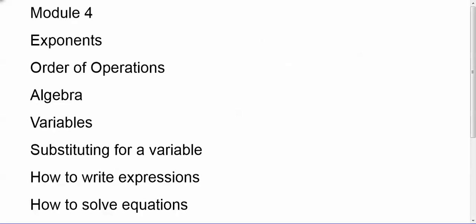Moving on. Module 4, we learned about exponents. So 3 squared does not mean 3 times 2, it means 3 times 3. So it's a number, that base, bottom number is the base, that's multiplied by itself the number of times that exponent indicates. So in this case, it's 3 times 3.